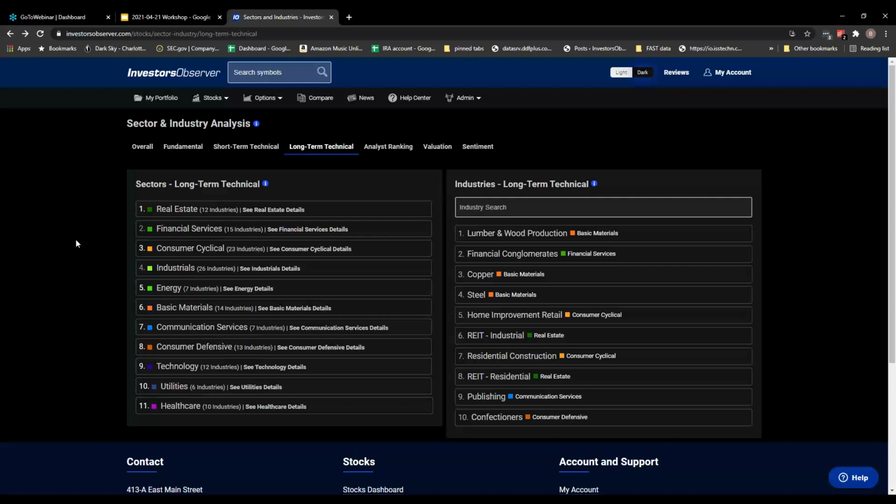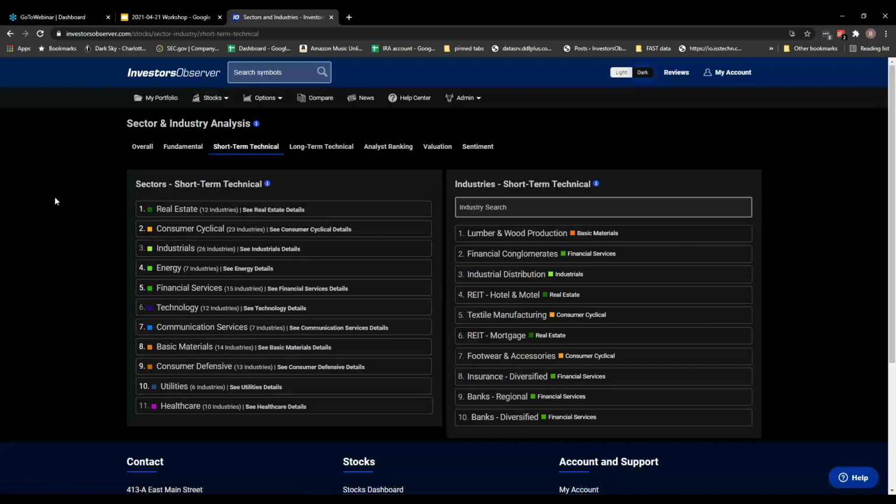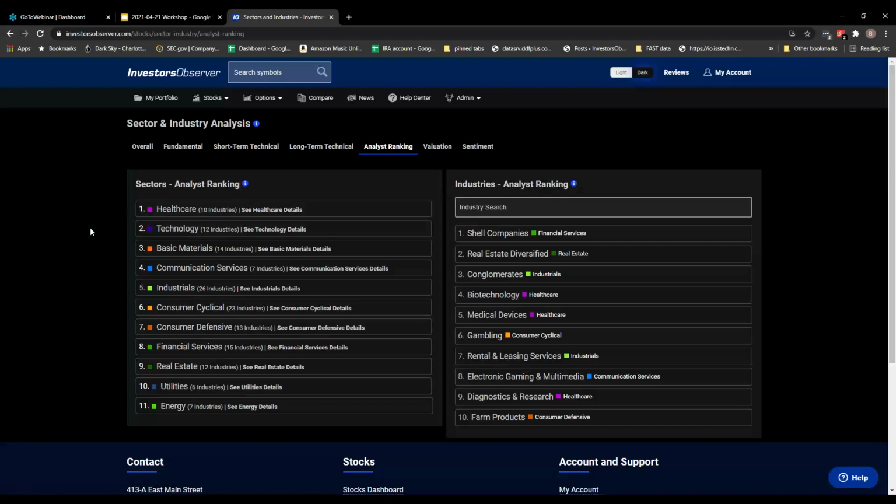All right, so this is another good way to find those sector rotations. Here's what's hot this week, basically, with sentiment. Short-term technical will give you sort of what's hot this month or so. Long-term technical has a view, 3 to 6 months, let's call it, in terms of what's been hot over that period. And then the fundamental analyst rankings, like what do analysts like right now? They're still really into the SPACs for some reason.